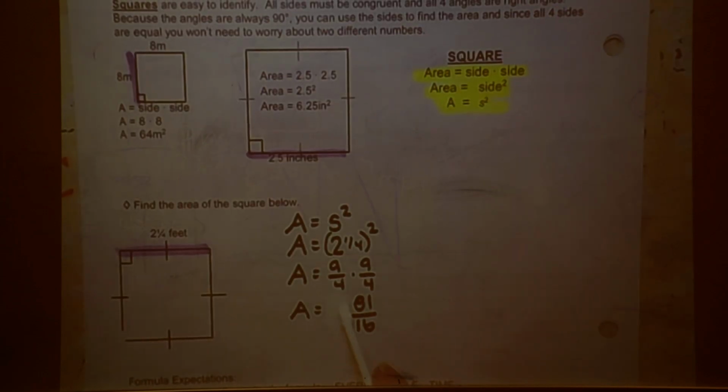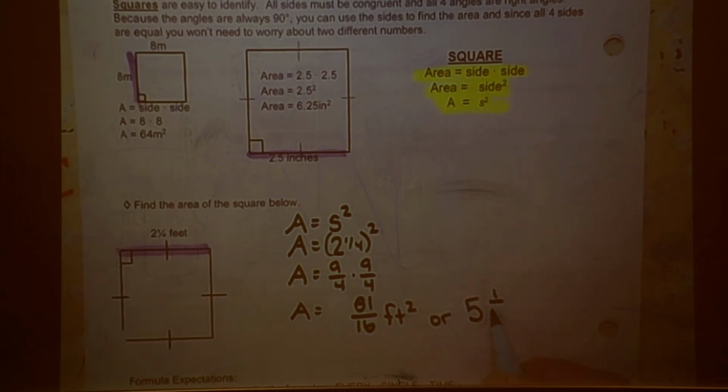It's like that mistake never happened. But it did, but now it's whited out. 81/16 feet squared. Or you could say how many whole times does 16 go into 81? 5 whole times with 1/16 left over, and that's feet squared.